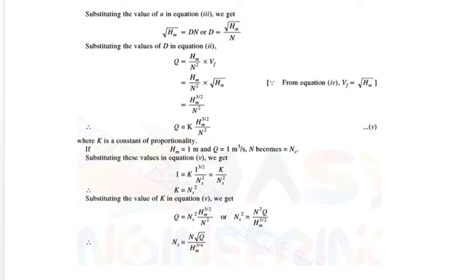So now we put all these values in equation number 5, and we get the value of the proportionality constant equal to Ns square. By putting K equal to Ns square in equation number 5, we get the value of specific speed as N under root Q upon Hm to the power 3 by 4. This is the value of the specific speed.